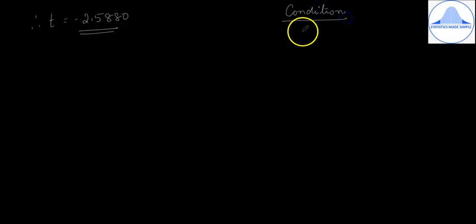So continuing the problem, we had obtained t equal to minus 2.5880. So as this is a left-tailed test, let us write the condition for a left-tailed test based on the t distribution. So the condition is t is less than or equal to minus t alpha. Then we reject h naught.